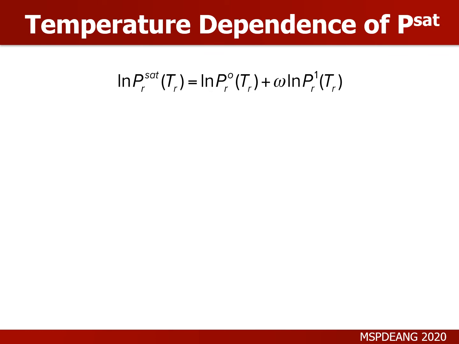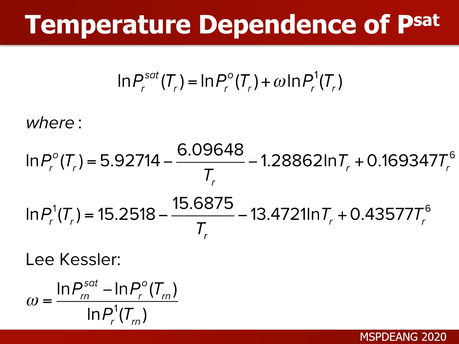And of course, you also have our reduced temperature dependency of PRSat and TR. Okay, so yeah, for the Kessler correlation, for saturation pressure as a function of the reduced temperature.